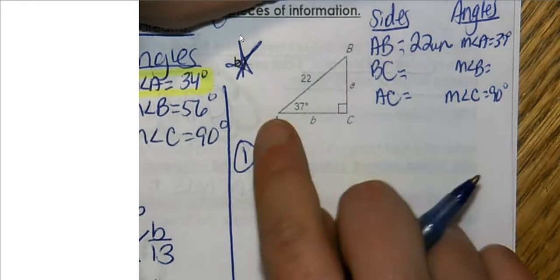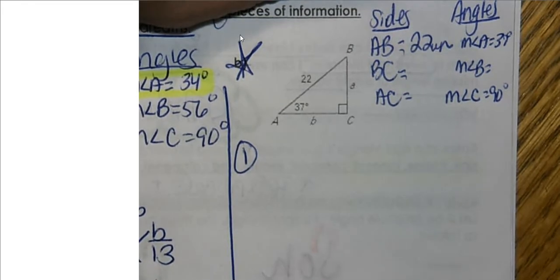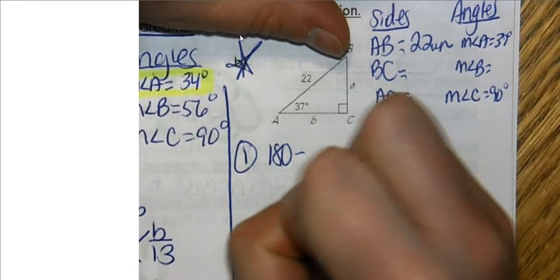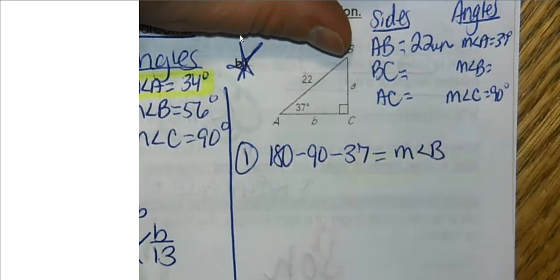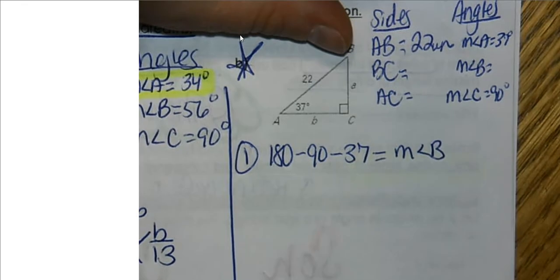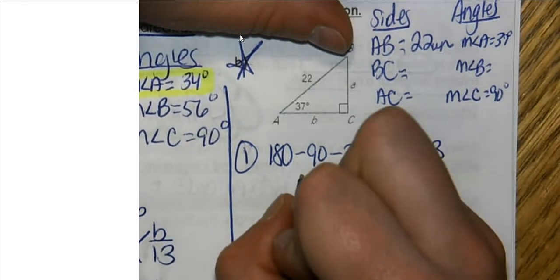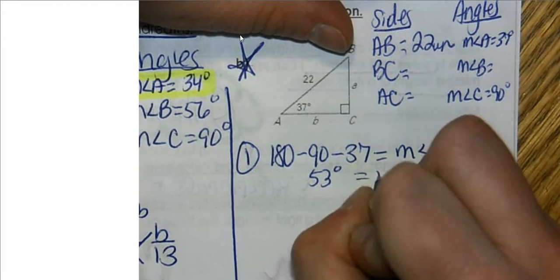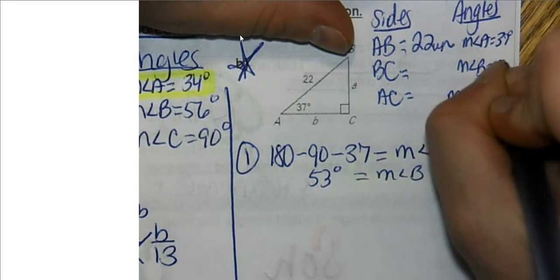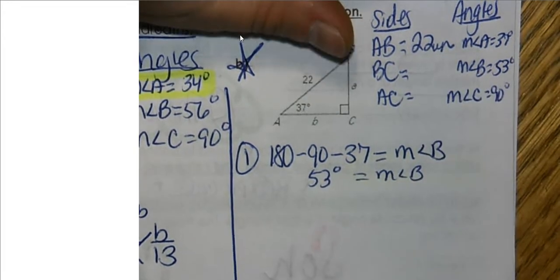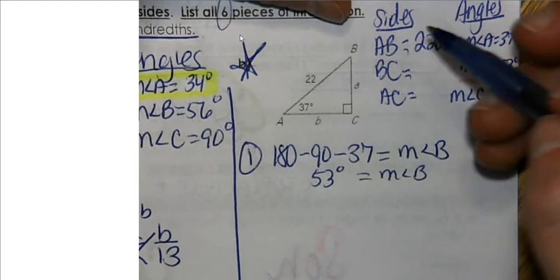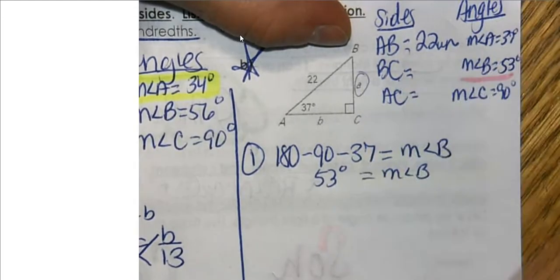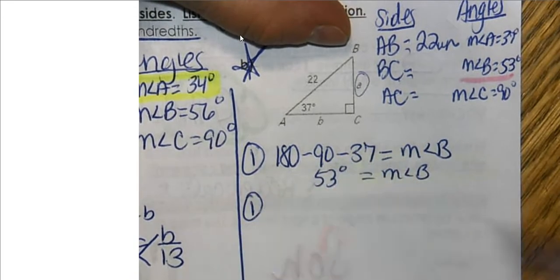I know that all of the angles of a triangle add up to 180. So I'm going to write 180 minus 90 minus 37. This is going to equal the measure of angle B. 180 minus 90 minus 37 is equal to 53 degrees. Cool. So I just found the measure of angle B. And now I need to find BC and AC. BC is called little a, and I'm going to go ahead and find that first.